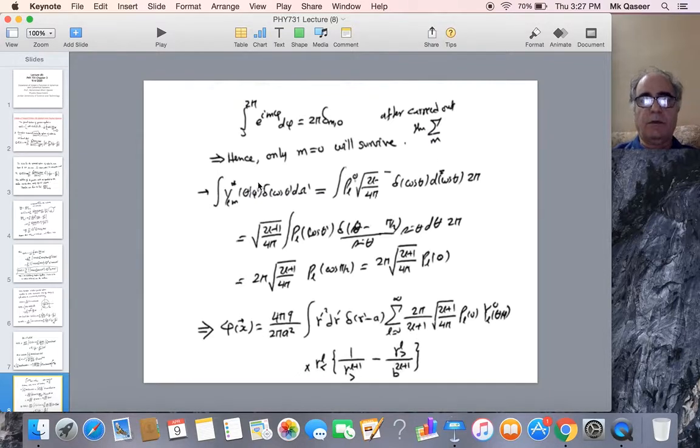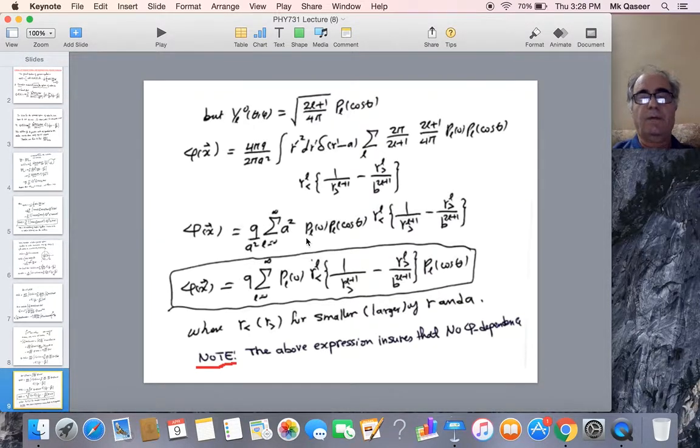Now substitute again in the theta phi part. We get this expression, evaluating the integration over theta prime. We get 2 pi times the square root of (2l plus 1) over 4 pi times Pl of 0. Insert this result in the previous expression of phi, and we are left with only the integral over r prime. But let's first change this into a Legendre polynomial.